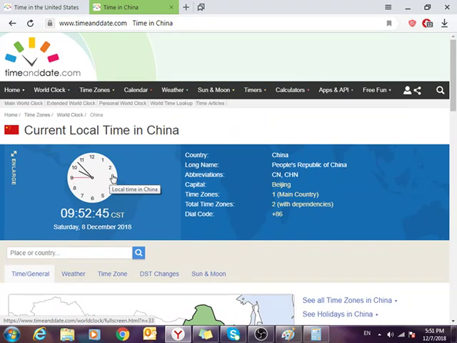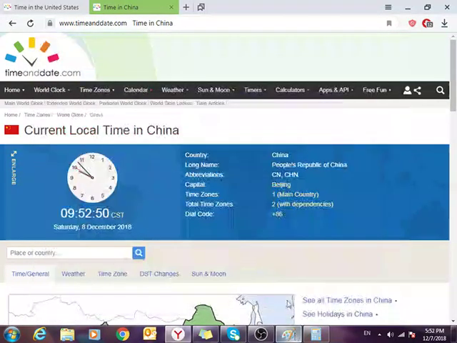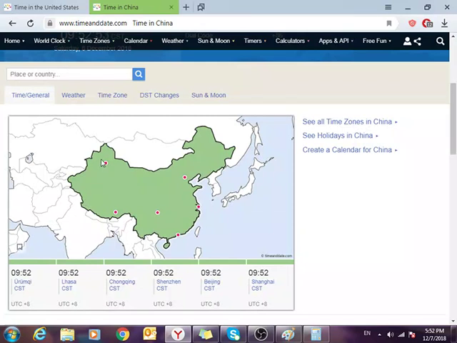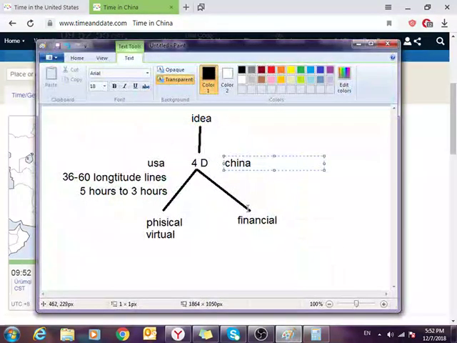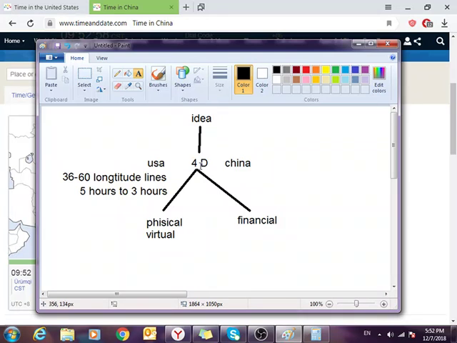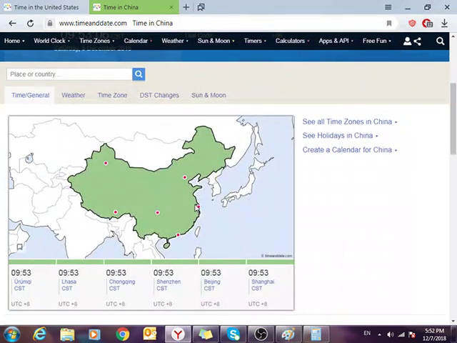Now they decided that this is the same timing system. When it comes to the 4D system, China is going with a fixed timing system. You will see that this is 10 a.m. at this location, and they didn't care about what is going on with the sun. They didn't care about longitude and latitude. We're not going to follow the sun.